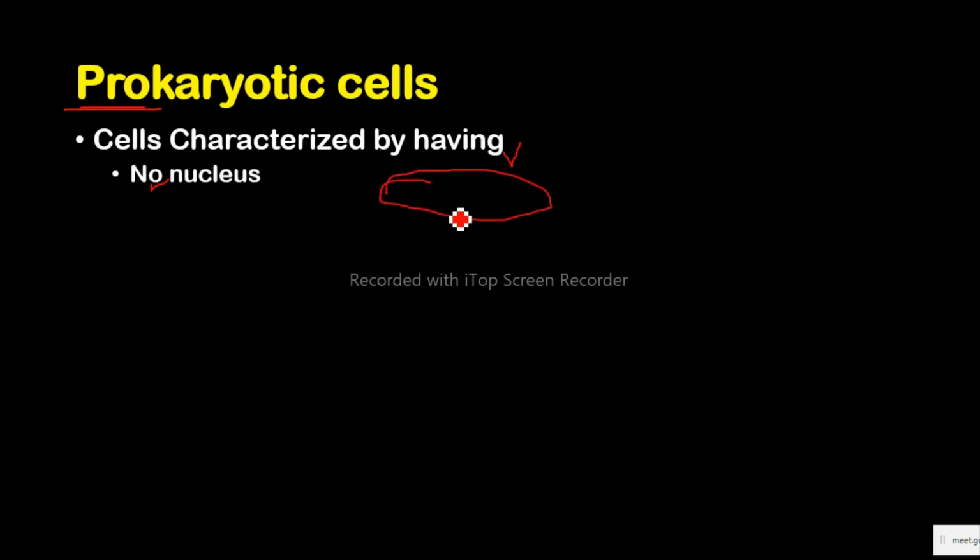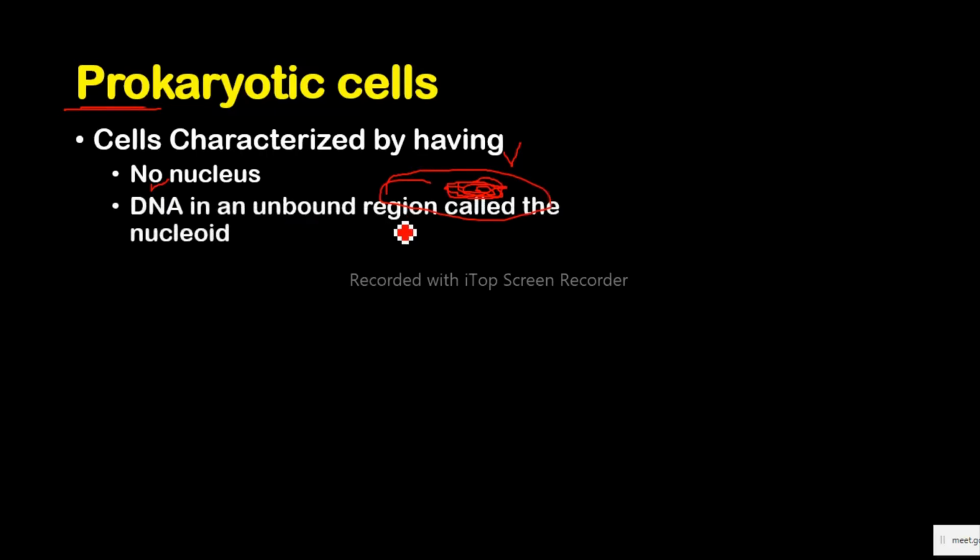If this is your cell, then you have a circular chromosome that is just within this region. We call this region a nucleoid region, not a nucleus. Number two, the DNA is unbound. Unlike the eukaryotic cells where you find the DNA in a nucleus, in these ones the DNA is within that nucleoid region.